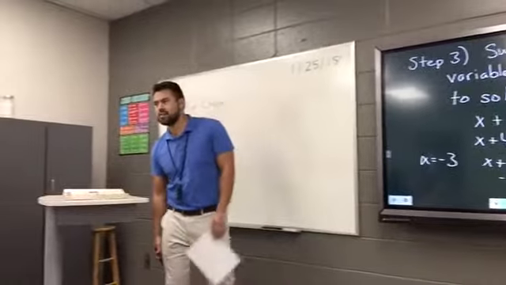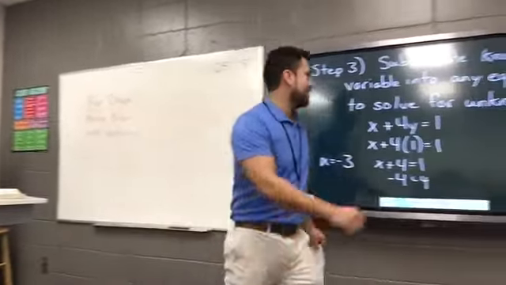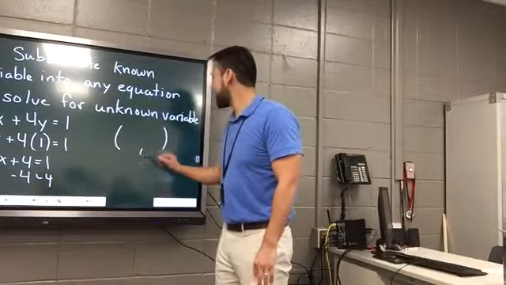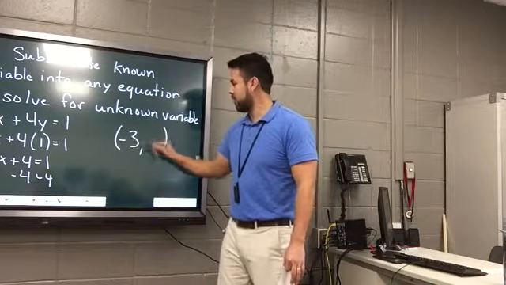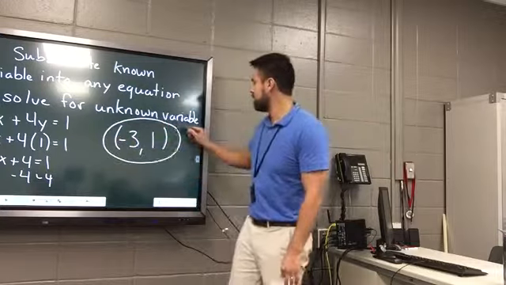Okay? All right. Here's my final answer. It's got to be an ordered pair, and it's got to be the x and the y. So what's my x? Negative 3. What's my y? 1. This is my answer.